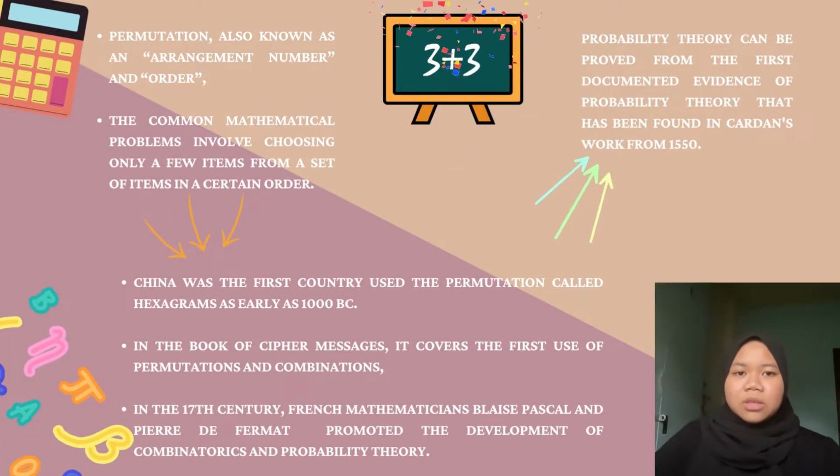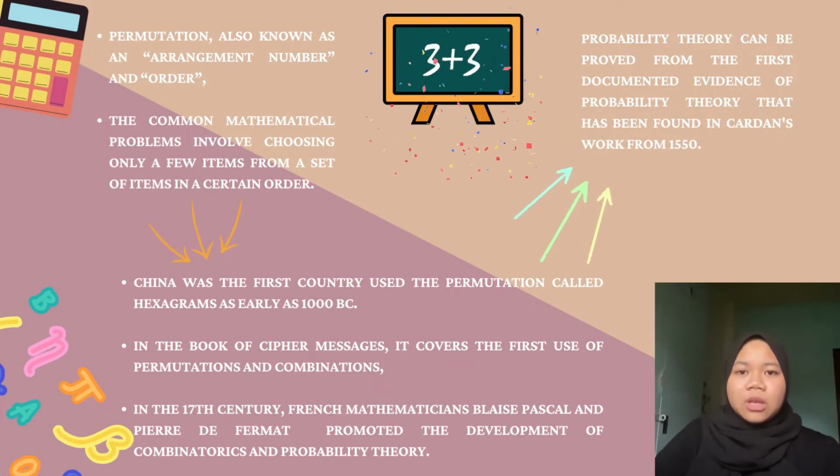In the 17th century, French mathematicians Blaise Pascal and Pierre de Fermat promoted the development of combinatorics and probability theory. The first documented evidence of probability theory has been found in Cardan's work from 1550. This document dealt with the probability of specific outcomes in dice rolls, the problem of points, and a rudimentary definition of probability.